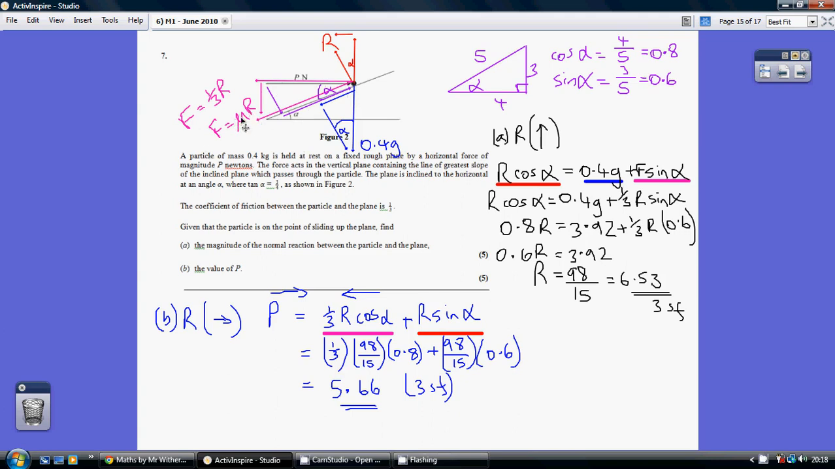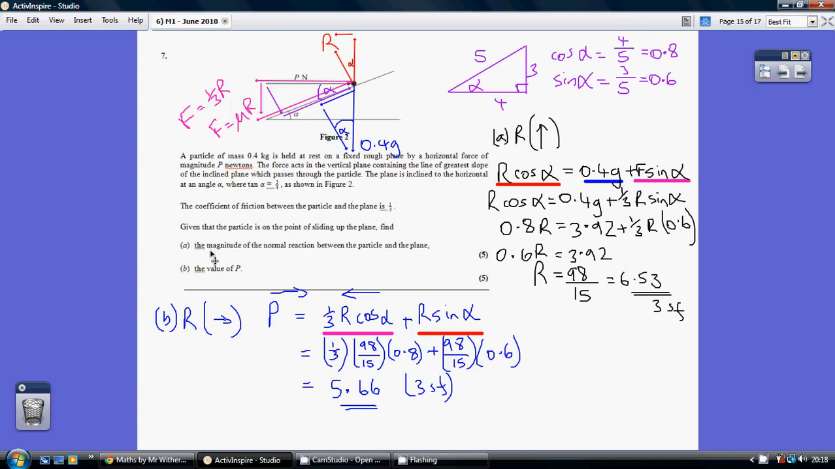And remember, friction equals our coefficient of friction times the normal reaction. So on this occasion, F is a third of R.